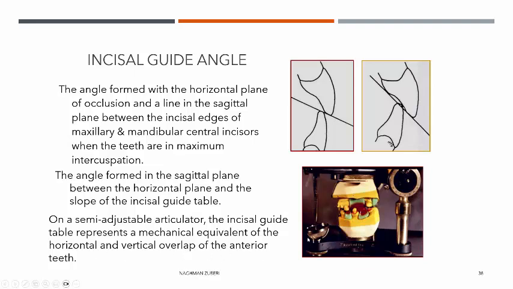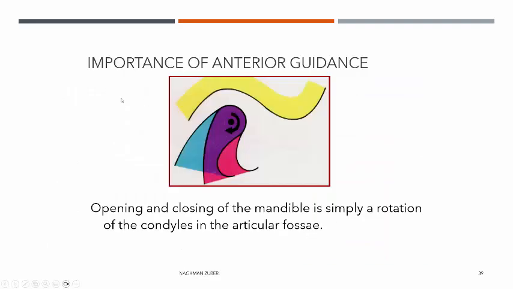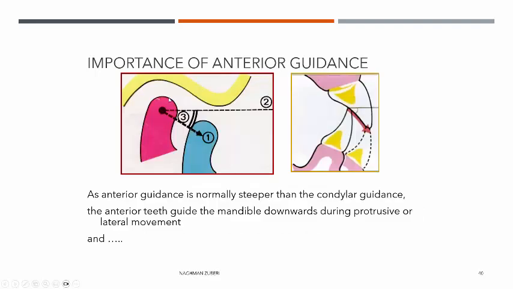Importance of this anterior guidance: opening and closing of the mandible. We know that it is simply a rotation of the condyles in the articular fossa. And when there is protrusion, what is going to happen? There will be separation of the posterior teeth as the anterior teeth acquire the edge-to-edge position.